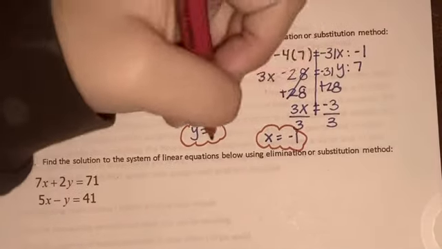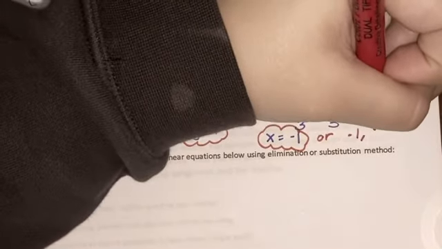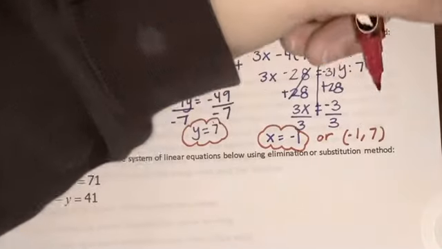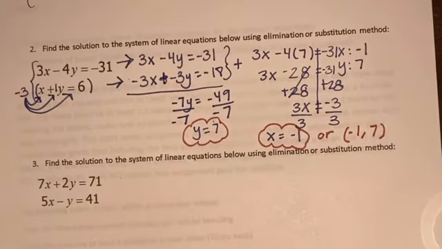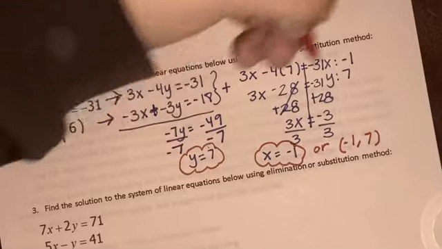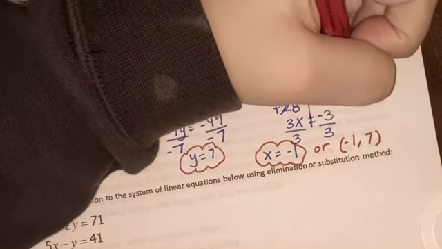Now you can leave them like that, or you can write it as (-1, 7). So this is our solution right here.